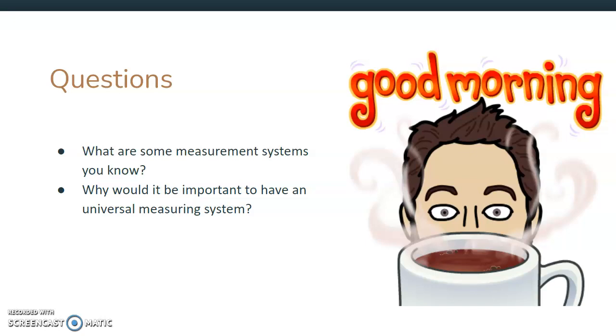And then why would it be important to have a universal measuring system? Why does it matter if we have different measuring systems? Why would it matter if Honduras had a different measuring system than El Salvador? Or why would it matter if the United States had a different measuring system than England? Why does this matter at all?